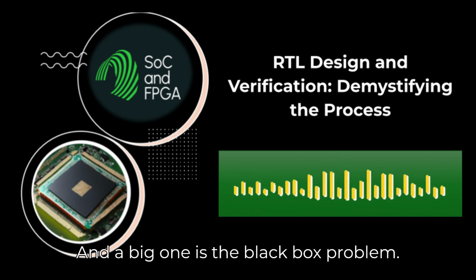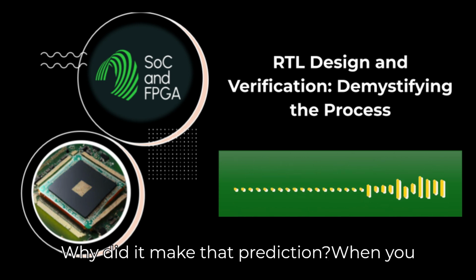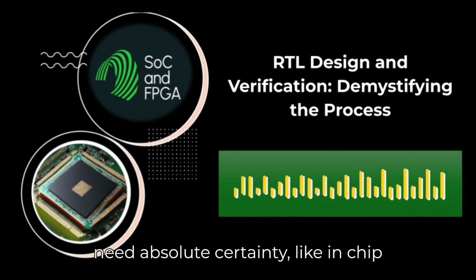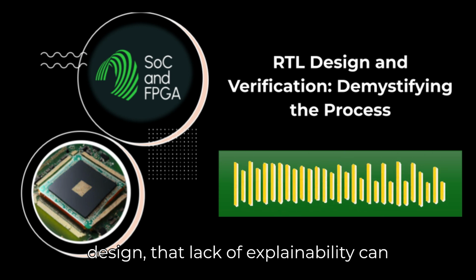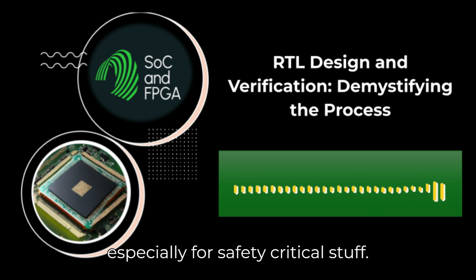And a big one is the black box problem. Some ML models can be hard to interpret. Why did it make that prediction? When you need absolute certainty, like in chip design, that lack of explainability can be a barrier to trust and adoption. Especially for safety-critical stuff.